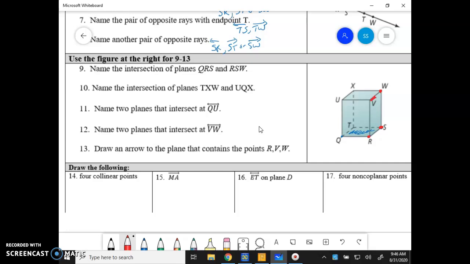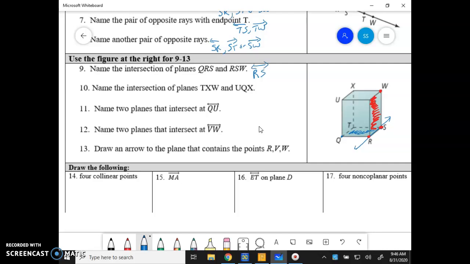RSW, that means they're talking about this plane. Okay, so what would be the intersection here? Hopefully we remember that the intersection of two planes, even though it kind of looks like it would just be a segment SR, it's actually line RS, because remember planes extend forever in all directions. So this would be line RS.